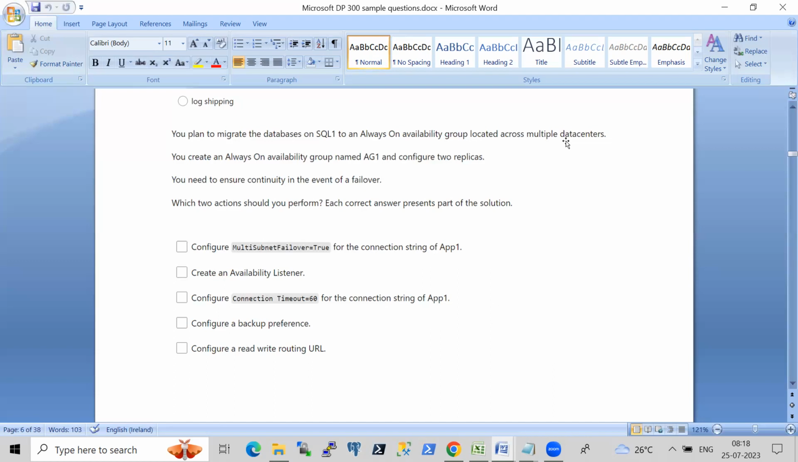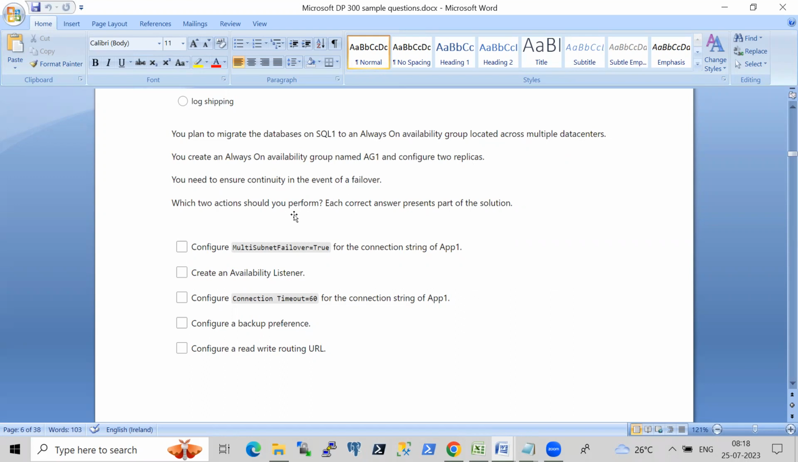Okay, when we have different data centers, then the configuration itself will be tied with multi-subnet failover cluster. Let's move on. You create an always on availability group named AG1. We created AG1 availability group and configured 2 replicas. So one is in one data center, the other one is in another data center. You need to ensure the continuity in the event of failover. So if something happens, there should be no loss, and it should continue.